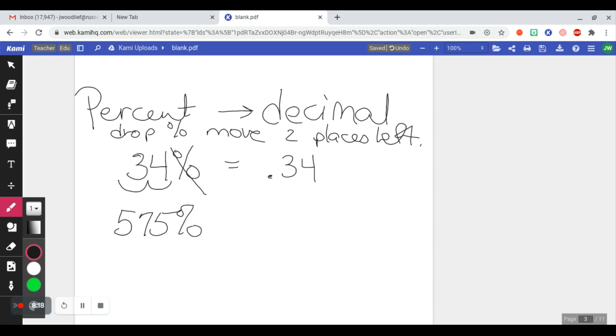Okay, what if you have 575%? Again, you're going to drop the percent, take the decimal from its location, and move it 2 places. So we would get 5.75.